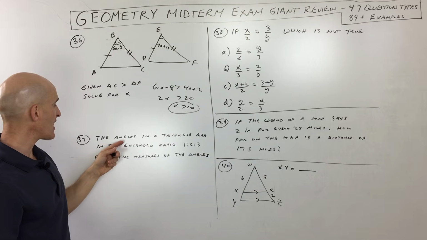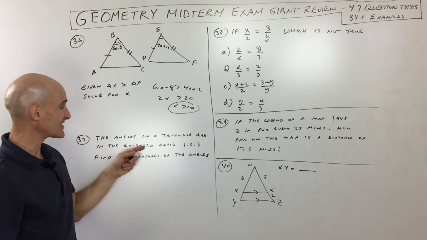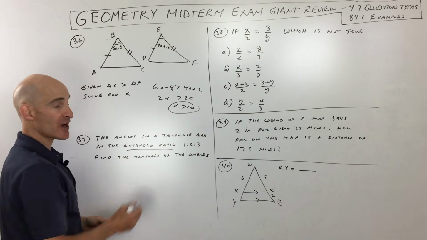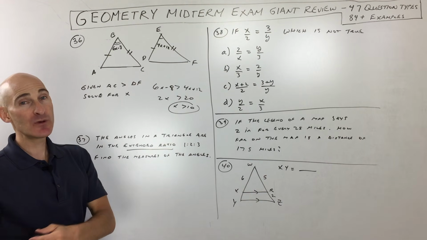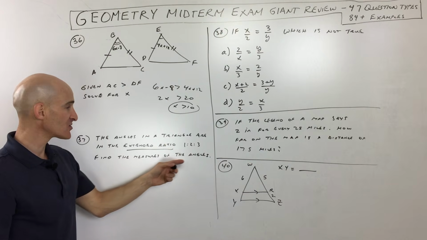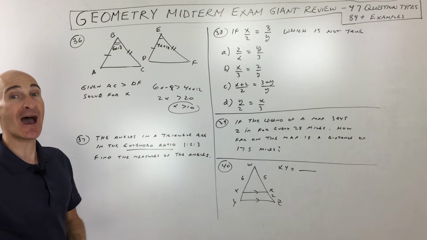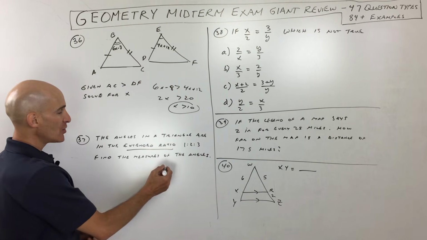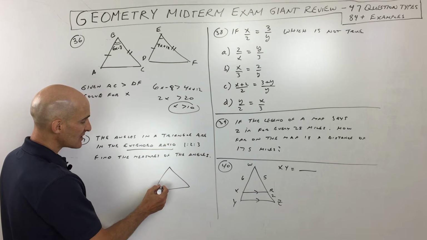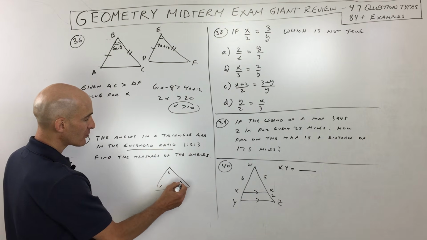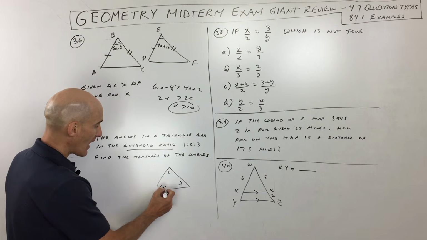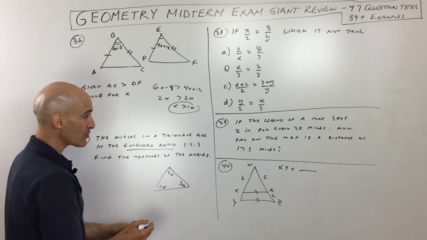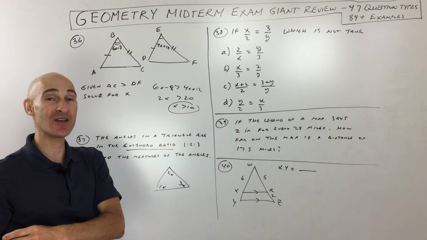Okay, now number 37, it says the angles in a triangle are in the extended ratio. So they're talking about extended ratios here, 1 to 2 to 3. There's a little bit of a trick to this problem. It says find the measures of the angles, but once you see it, you've got it. The key is, just say here's our generic triangle. Say this is 1, 2, 3, right? What you want to do is add a variable in there, like for example, x: 1x to 2x to 3x. That's still in the ratio 1 to 2 to 3, right?